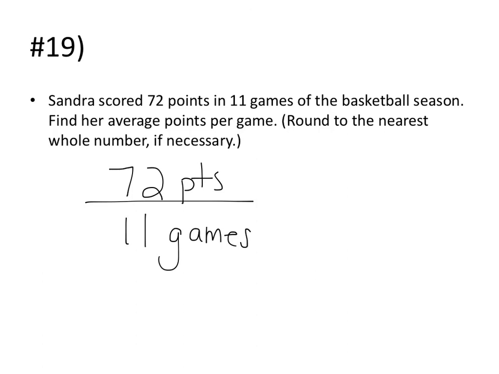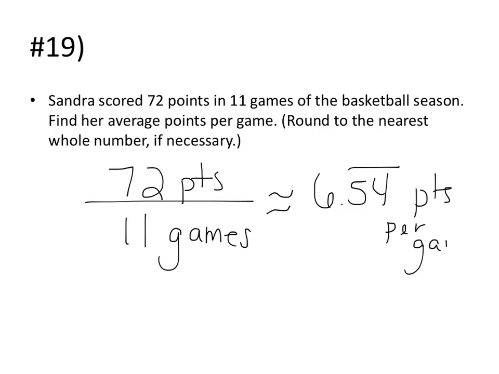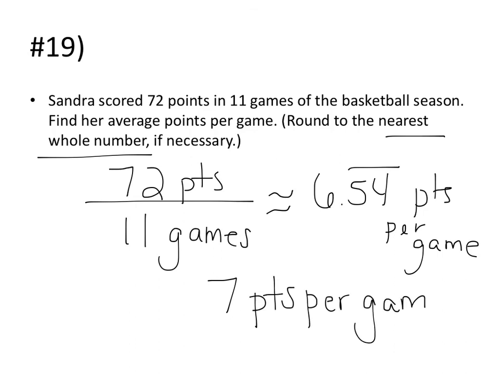Let me plug that into my calculator really quick. 72 divided by 11 is approximately 6.54, repeating, points per game. But they told you to round to the nearest whole number. So 6.54 is actually 7 points per game. Okay?